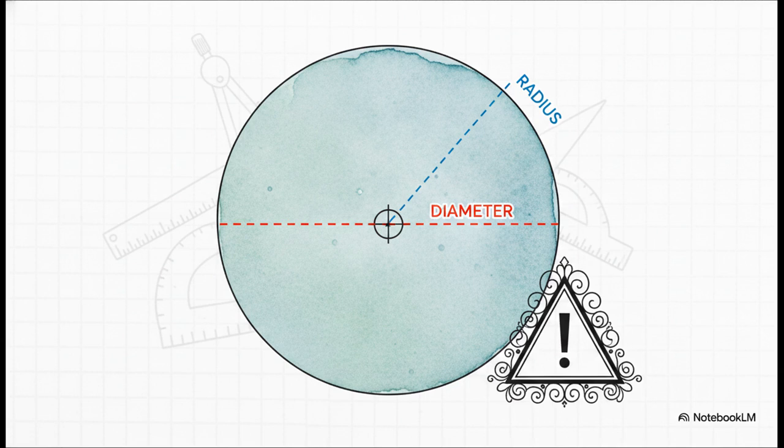Now here's a massive tip, so listen up. Whenever you're tackling a geometry problem with circles, the very first thing you need to do is double-check if the problem gave you the radius or the full diameter. Mixing those two up is the number one reason people fail these calculations.